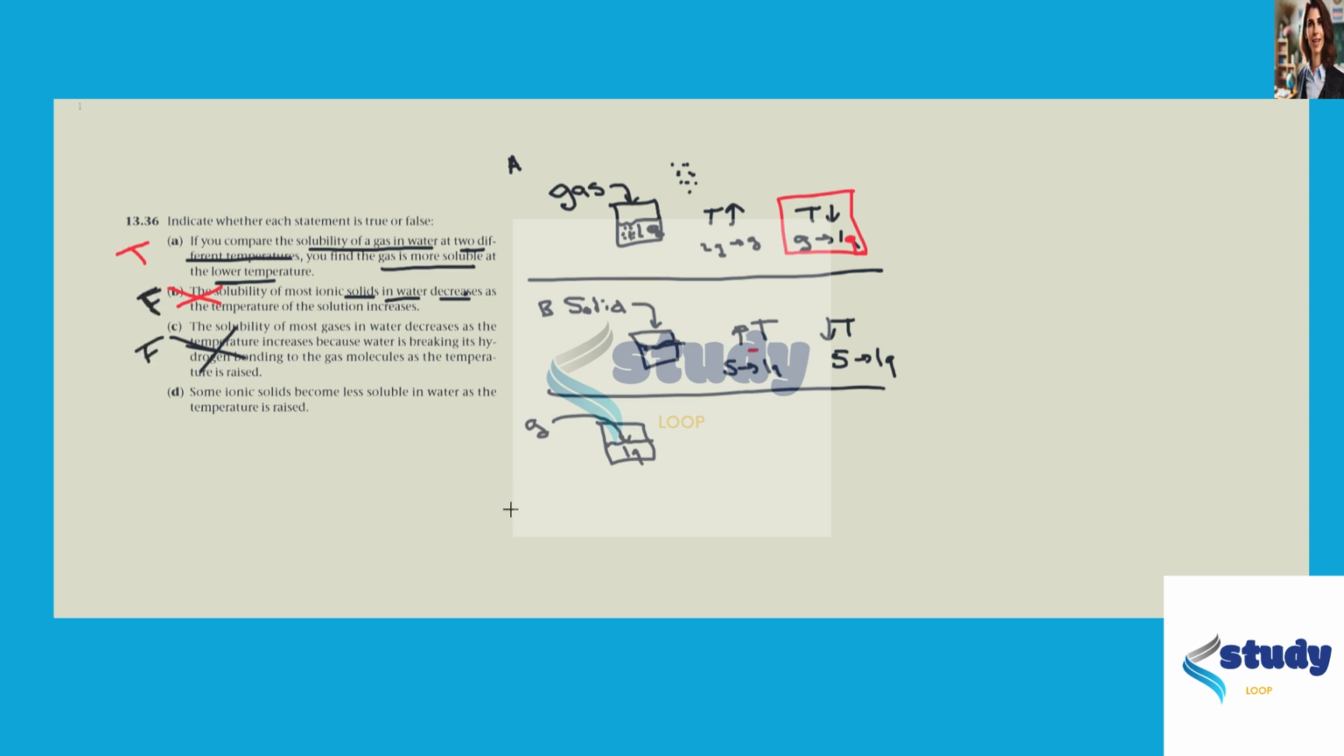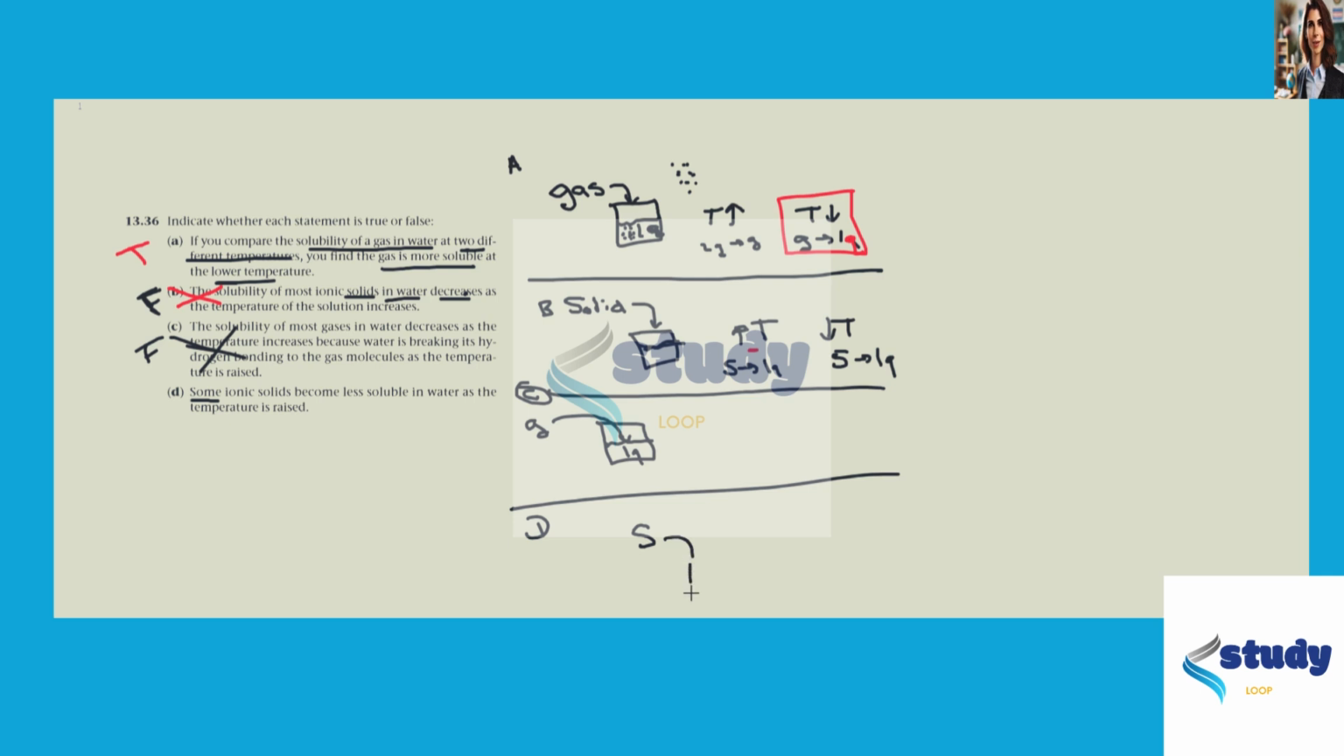All right, we are on to our last section of this problem. Some ionic solids become less soluble in water. That's true. It's absolutely true. Because of the word some. So ionic solids, so we've got a solid, will become less soluble in water as temperatures raise.